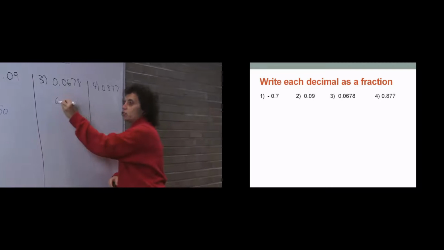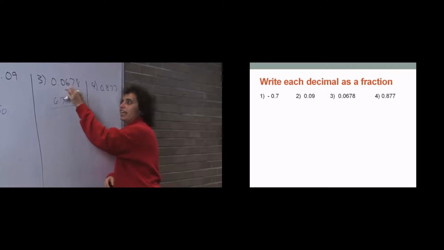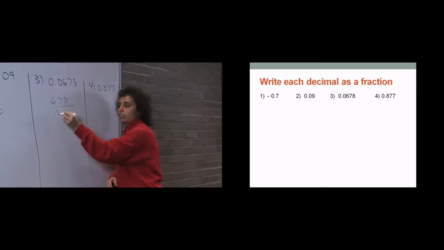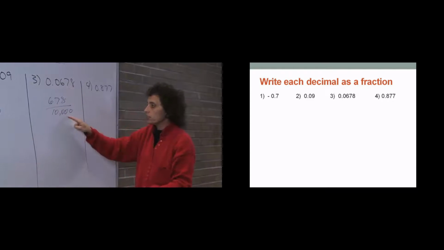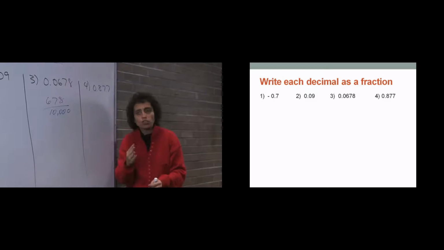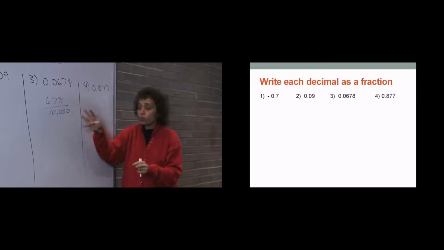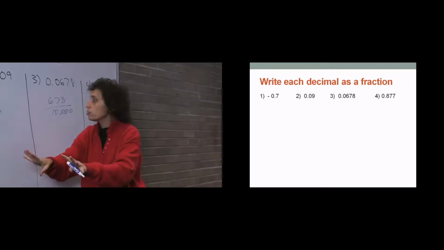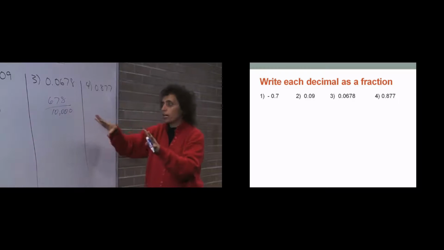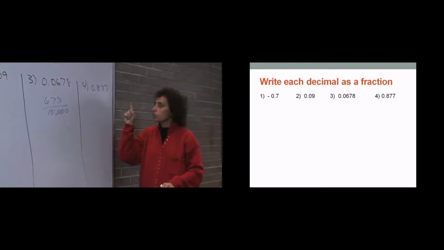This is 678 tenths, hundredths, thousandths, ten thousandths. Again, 1, 2, 3, 4 places after the decimal, 4 zeros. We should put this in lowest form. We're not going to do that now. It didn't say to. I just want to take a look at this and make sure you understand how to write them as a fraction.